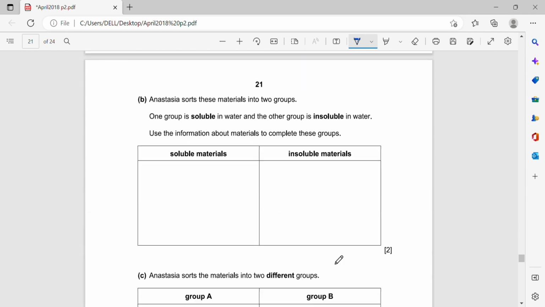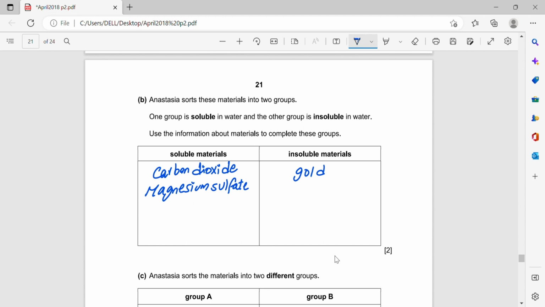تعالوا نكتبهم. يبقى عندي السولبل ماتيريالز مين؟ عندي كربون دايوكسيد وعندي مغنيسيوم سلفيت. طيب الانسولبل مين بقى؟ عندي جولد وعندنا الهيدروجين وعندنا الايرون والماربل والميركوري والبارافين. Okay.